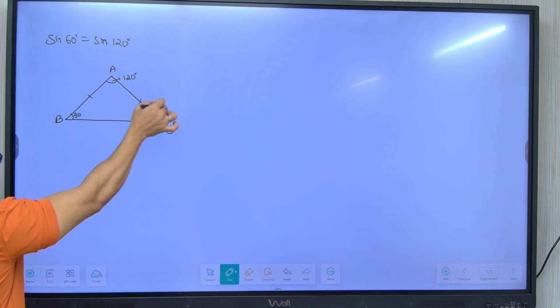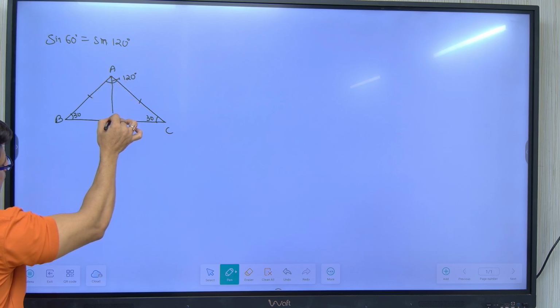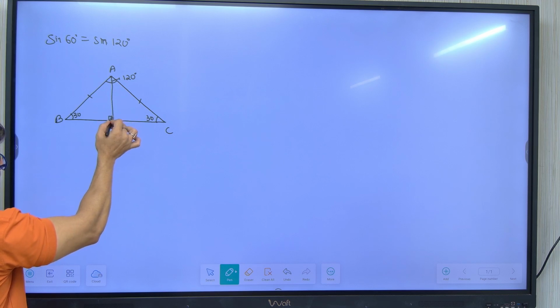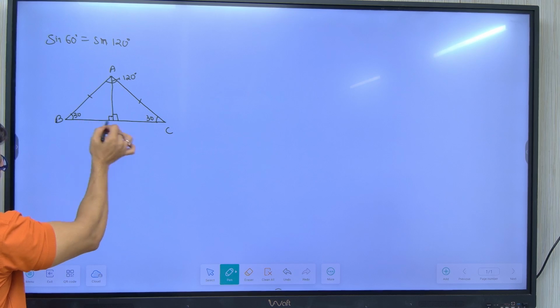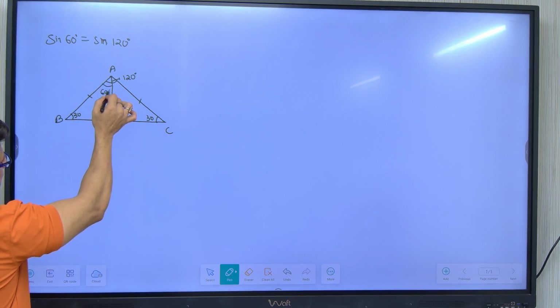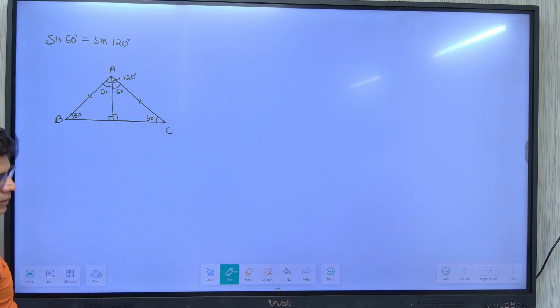Whatever, these two sides are equal, right? If you draw 90 degree from here, in an isosceles triangle, if you draw a perpendicular, it divides the opposite side into 2 equal halves. So 30, 90, and this will become what? 60. 30, 90, and 60.